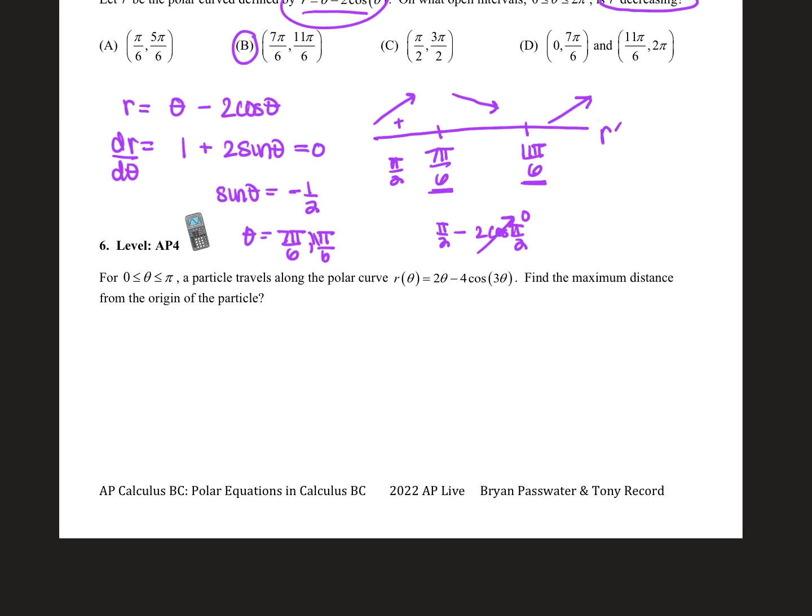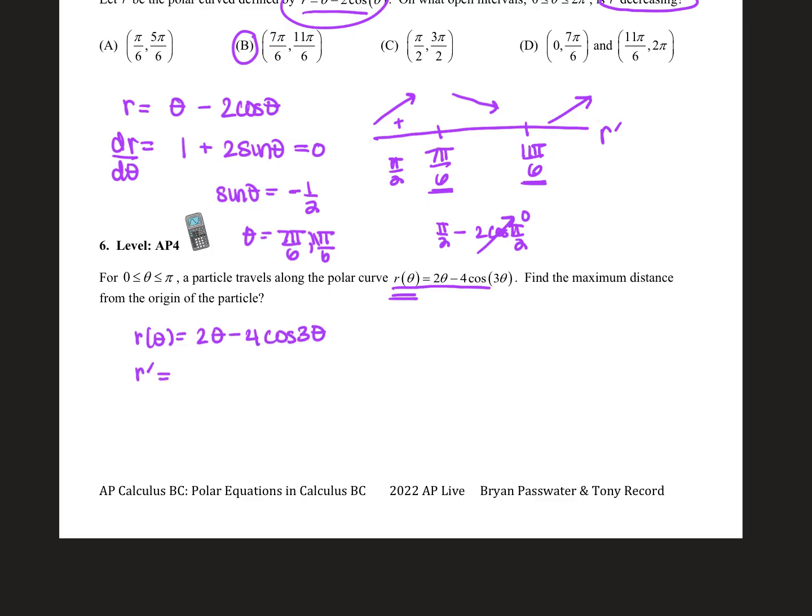Let theta be a particle. We're going to have a particle still on this graph, so now a different graph. Find the maximum distance from the origin. Okay, so the maximum distance from the origin is going to be when we maximize this. So to maximize, we're going to have to take a derivative. So first thing, we're going to take our derivative of this.